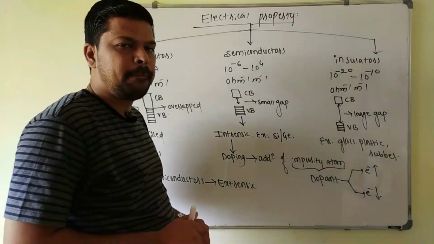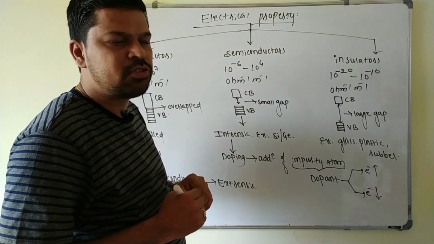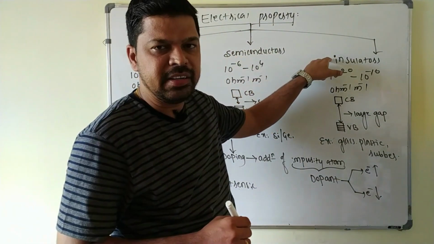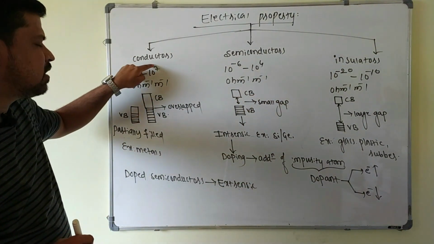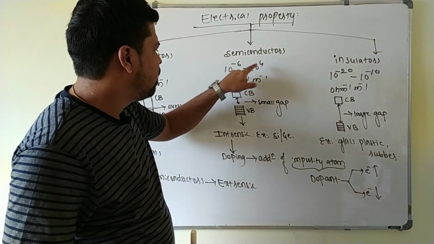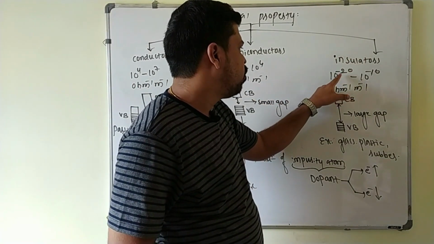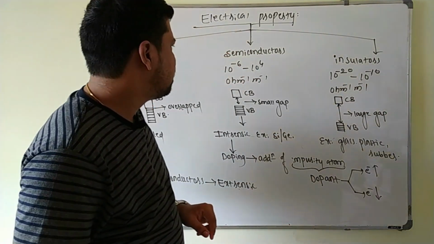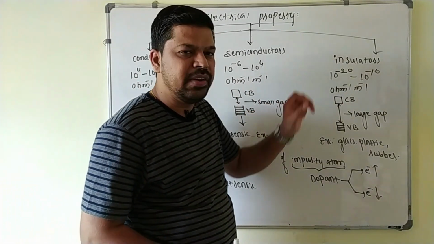The next one. So the next property is the electrical property. Based on the electrical property, solids are classified into 3 types: conductors, semiconductors and insulators. In the case of conductors, their conductivity ranges from 10^4 to 10^7 per ohm per meter. Semiconductors: 10^-6 to 10^4 per ohm per meter. In the case of insulators, it is 10^-20 to 10^-10 per ohm per meter. So the conductivity of semiconductors lies between that of conductors and insulators.